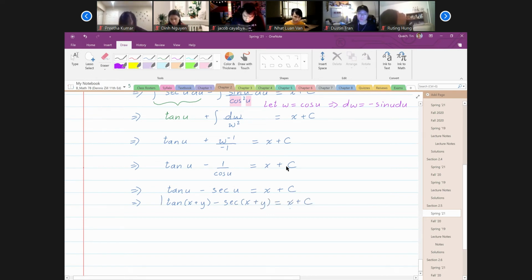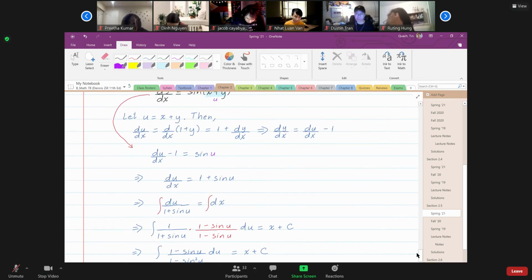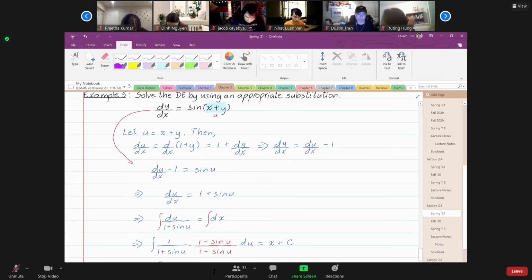That is my implicit solution of the differential equation, you see? So, if you really need to show work, there are a lot of steps, right?